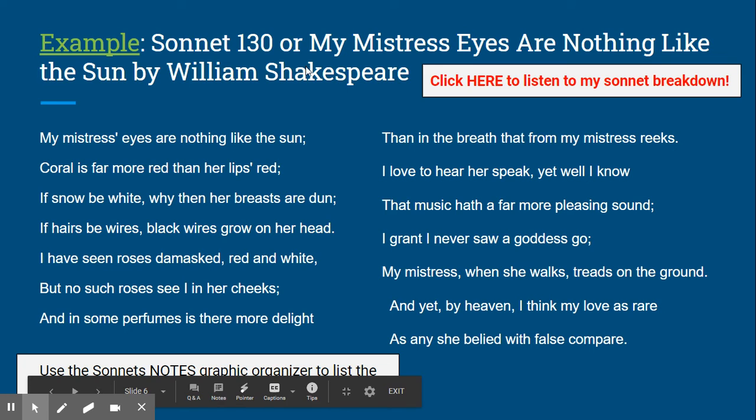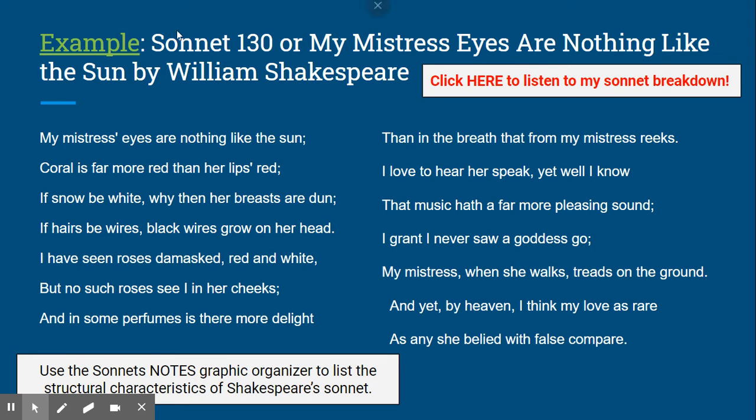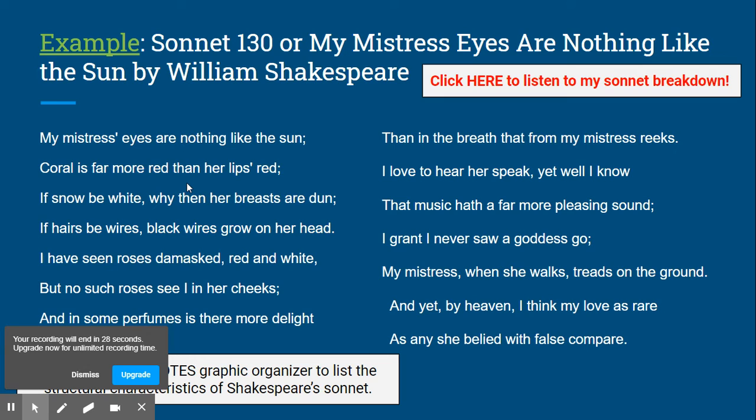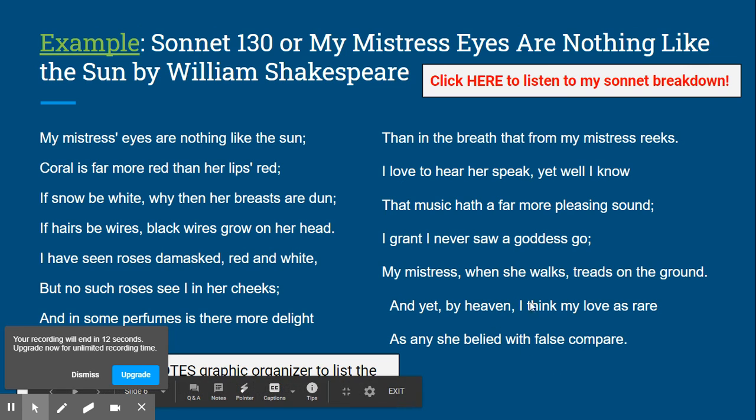And so here, the title, My Mistress's Eyes Are Nothing Like the Sun. So we know that in this poem, Shakespeare's talking about his love interest. And so with each stanza, he's kind of telling us how normal she is. The first one, he's talking about her eyes and her hair. And then he talks about her smell in the second one. And then in the third one, he talks about her voice and compares it to music. And yet still, he finds himself in love with her.